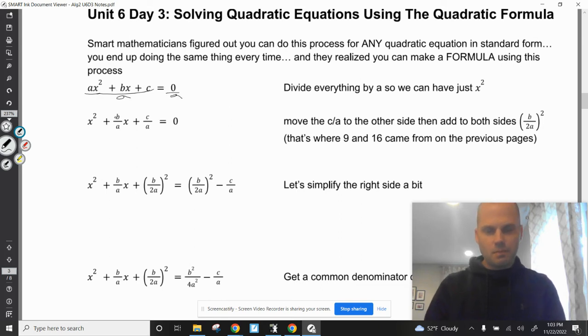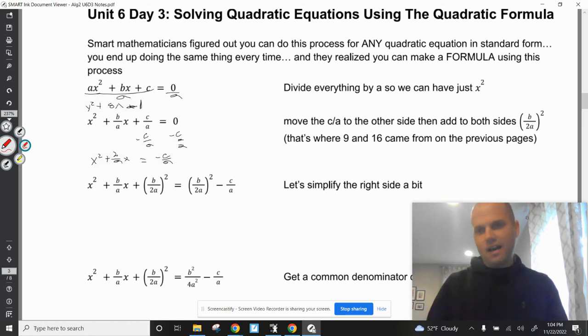And that just turned into b over a x and c over a. Okay? And then they're like, okay, let's pretend this is like x squared plus 8x plus minus 1. They're like, let's get rid of that 1. Well, they're like, okay, let's get rid of the c over a. They subtracted c over a. And then they just got x squared plus b over a x equals negative c over a.